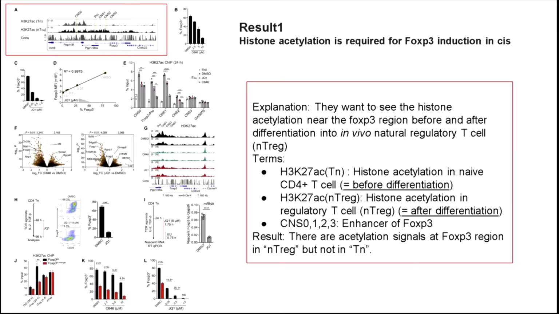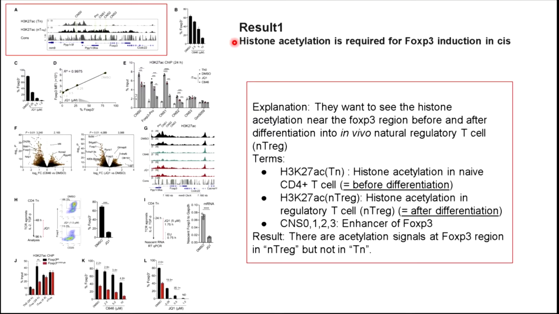Then, this slide shows the first result of this paper. My explanation structure will be the main title of the result, and explanation of the background, key terms, and result or conclusion of each figure shown in the red box. The first title of the result is histone acetylation is required for Foxp3 induction in cis.